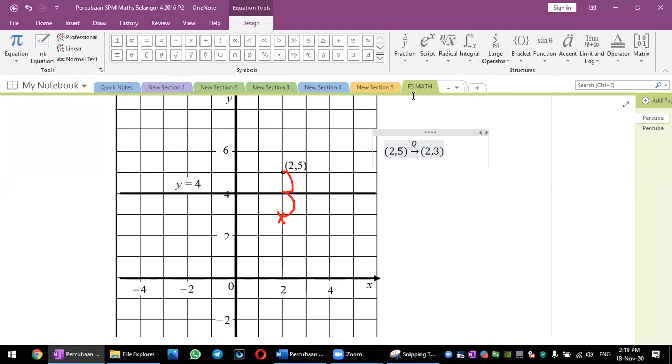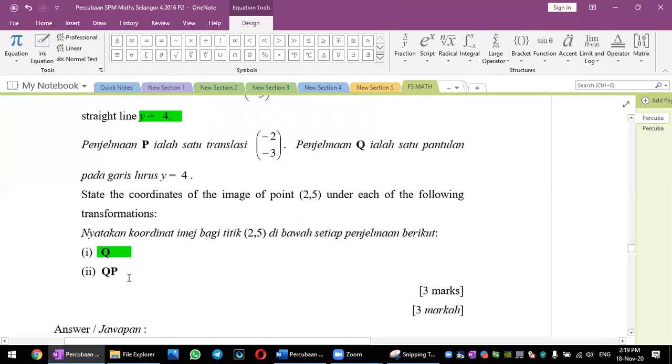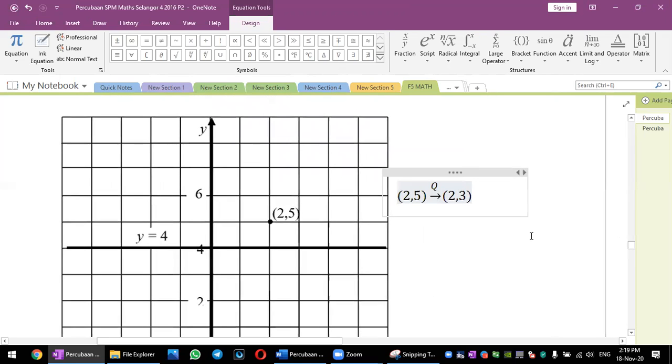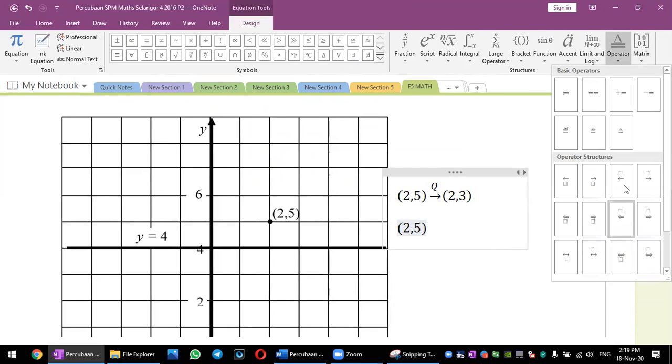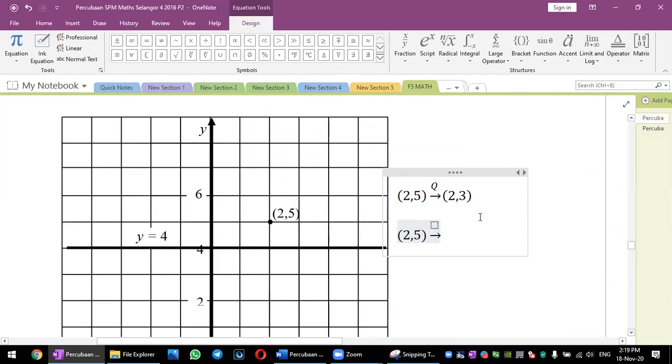Okay. Next one is QP. So QP kena under siapa dulu? Kena buat P baru buat Q. Okay, QP. So (2, 5) under P, then under Q. Okay, when you write the answer, you write like this.